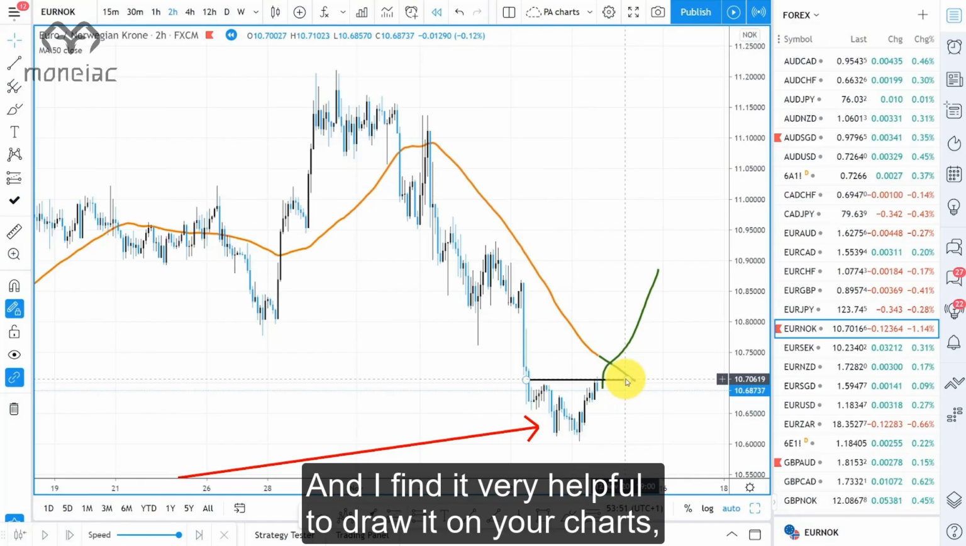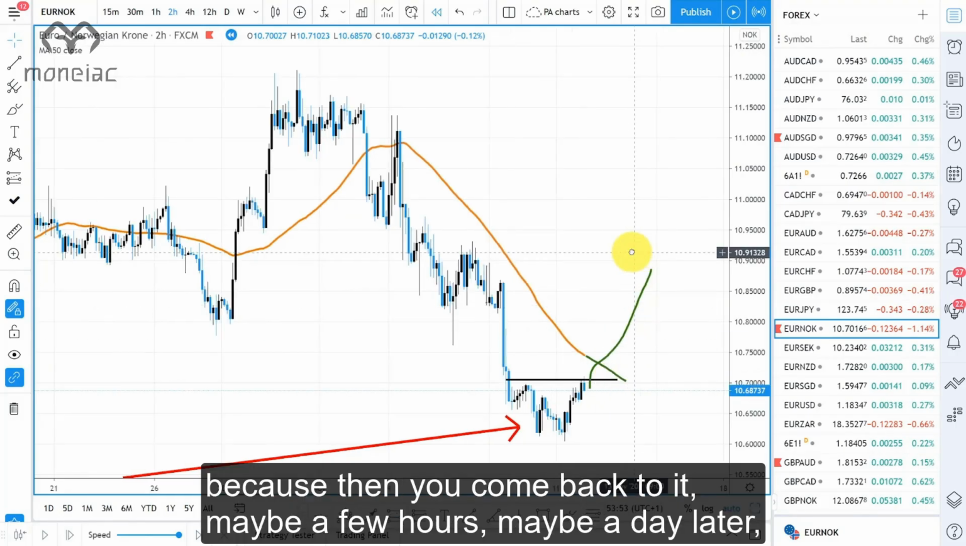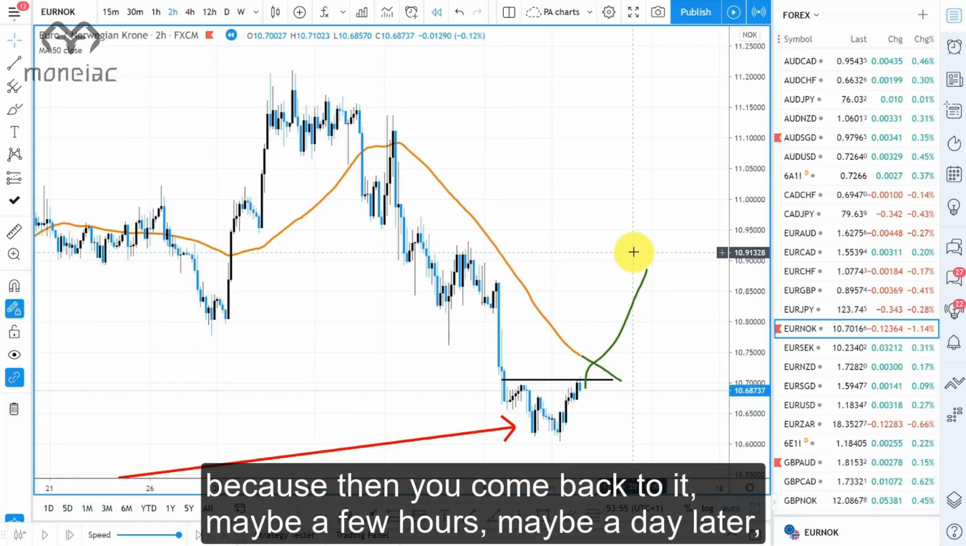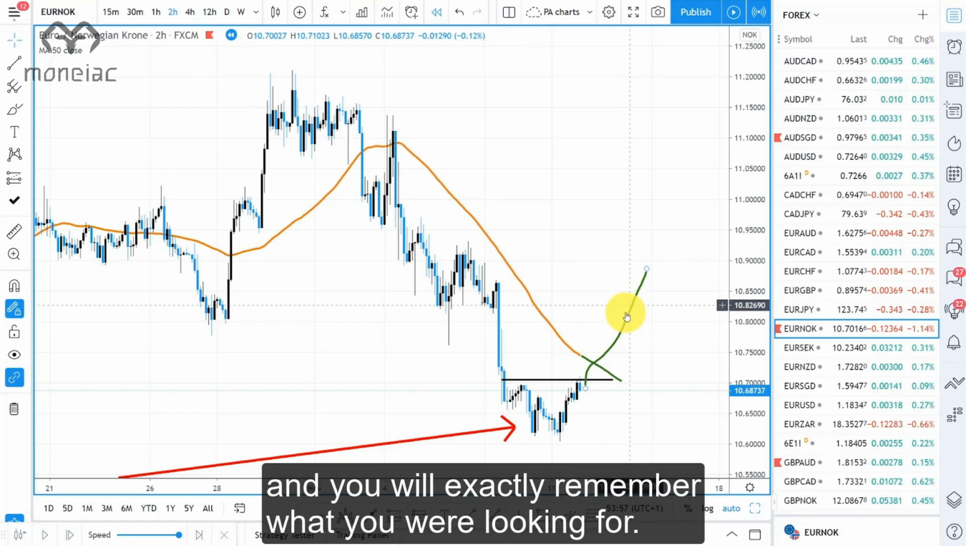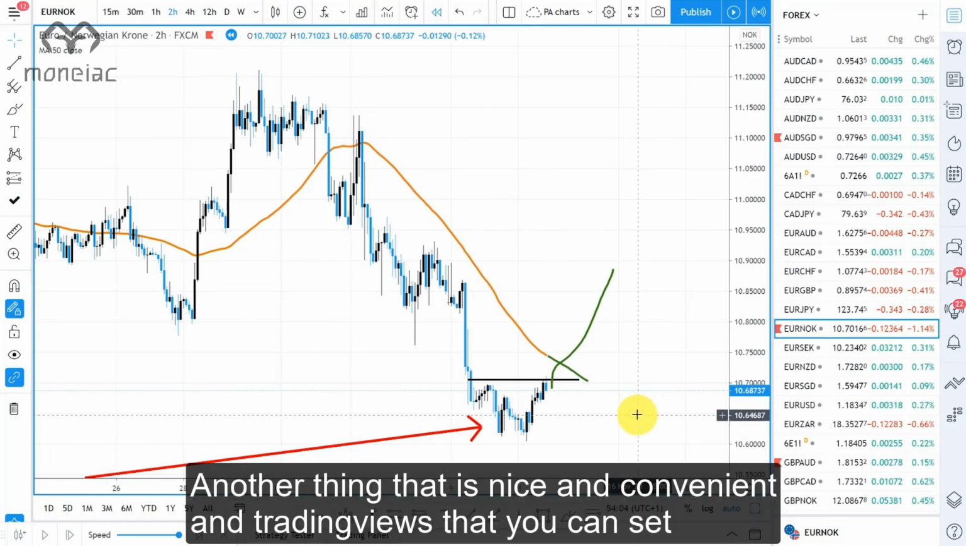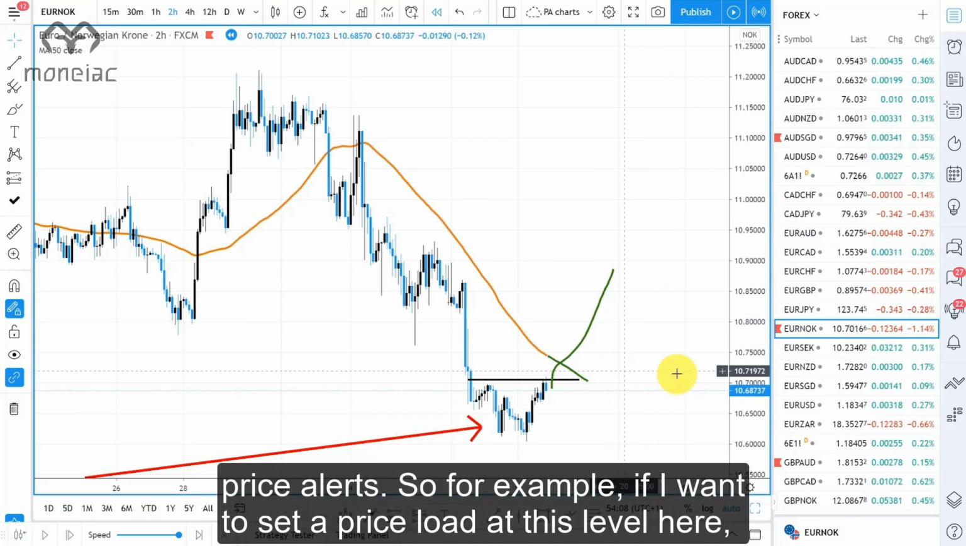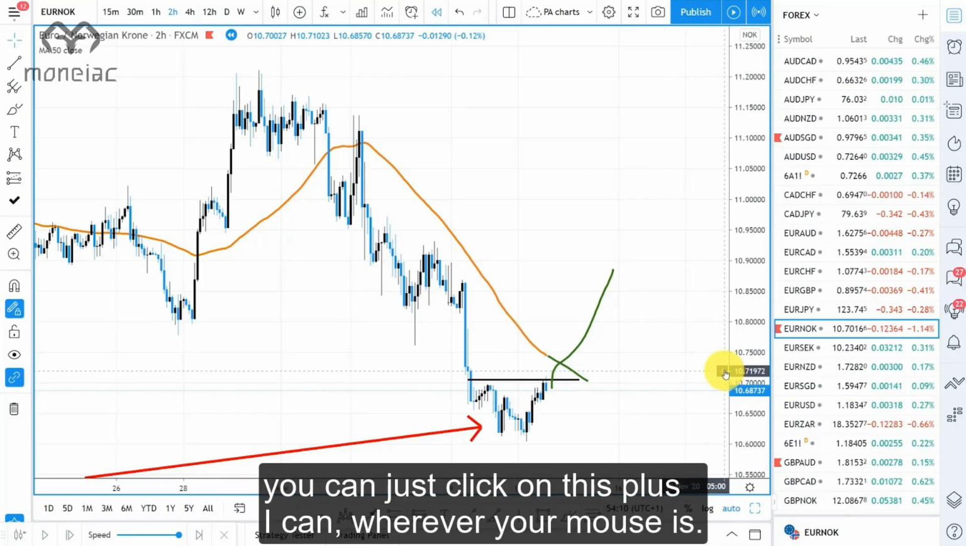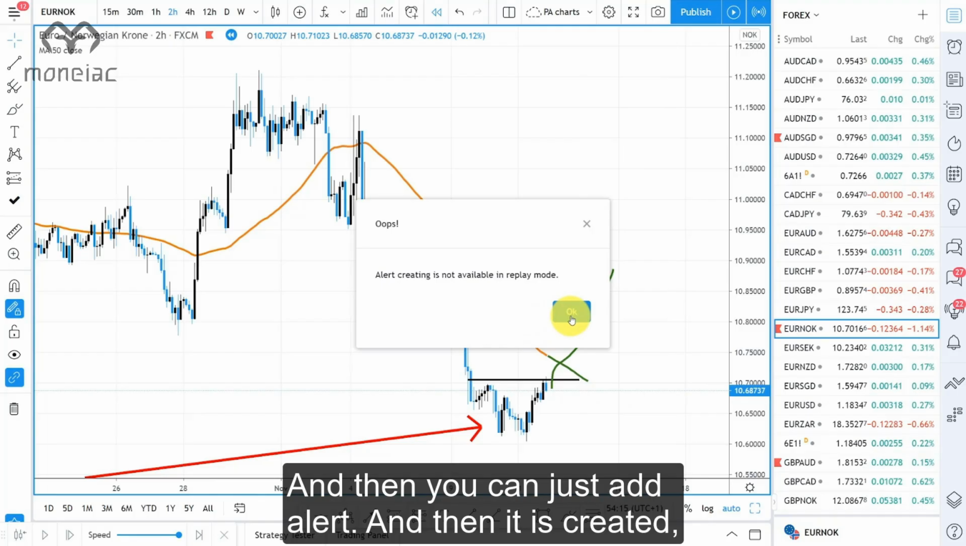And I find it very helpful to draw it on your charts, because then you come back to it maybe a few hours, maybe a day later, and you will exactly remember what you were looking for. And then you can compare with whether it has happened in reality. Another thing that is nice and convenient in TradingView is that you can set price alerts. For example, if I want to set a price alert at this level here, you can just click on this plus icon wherever your mouse is, then add alert, and it is created.